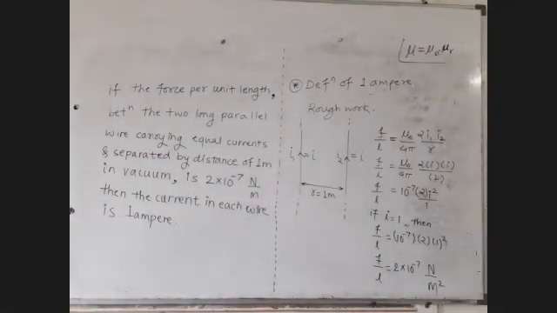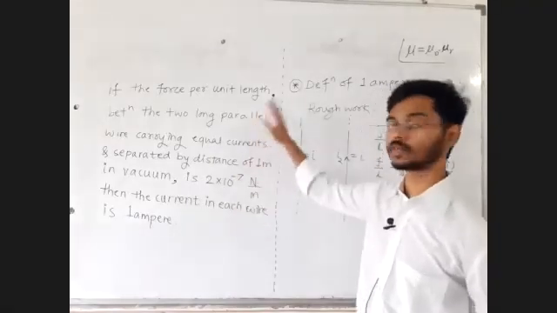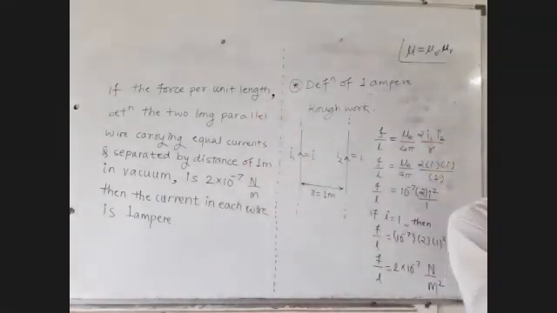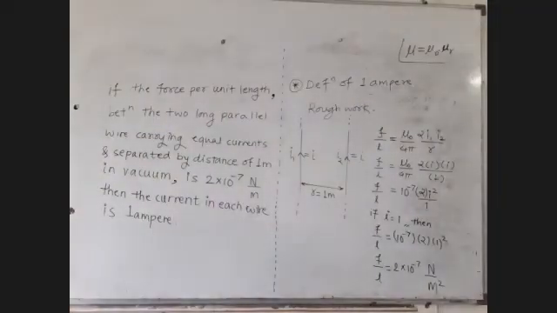If the force is this for so and so conditions, then we will say the current in each wire is 1 ampere. That's how 1 ampere is defined. That's the actual definition of 1 ampere. Tell me, an ampere is a fundamental unit. That's how they define 1 ampere.